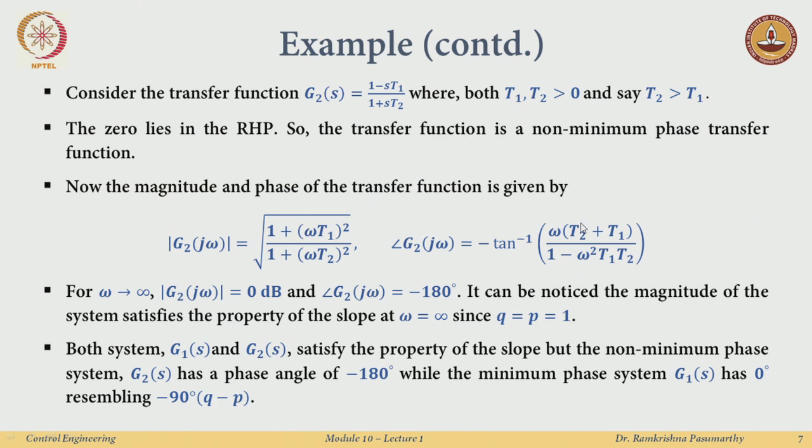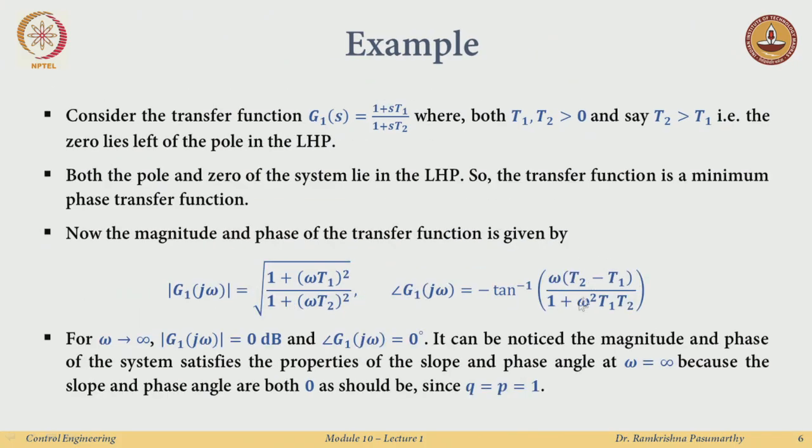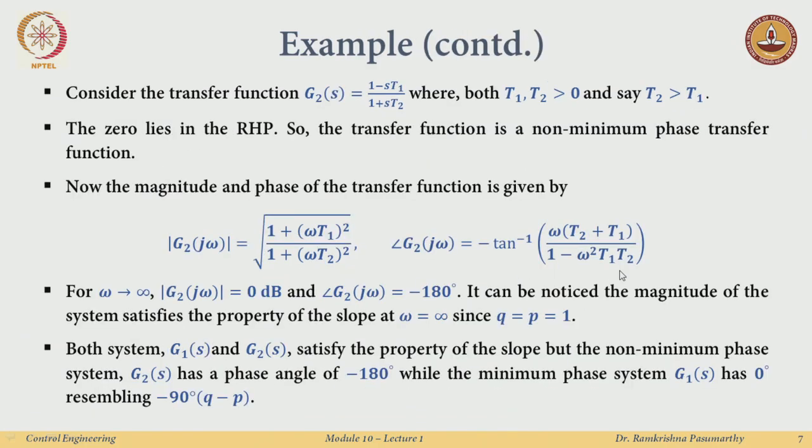Okay, let us go to the angle. Well, my angle now is negative of tan inverse omega (T2 plus T1) and so on. Slightly different, right. So, you have a T2 plus T1 here instead of a T2 minus T1. Okay. So, now if I compute the angle as omega goes to infinity, I can easily check that the angle goes to minus 180 and this is not equal to minus 90 times (q minus p).